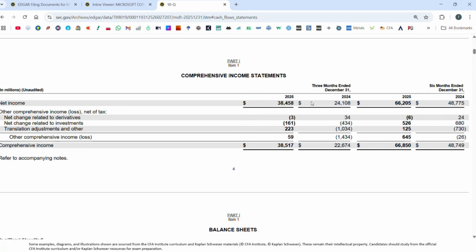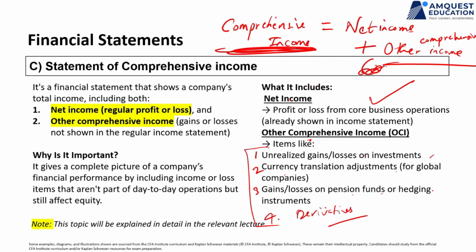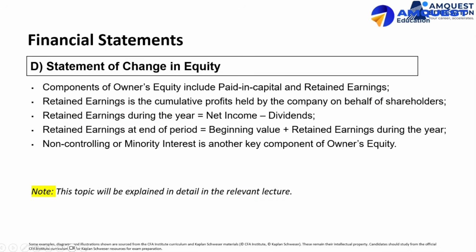I think most important, remember the equation. A comprehensive income statement is net income plus other comprehensive income. And other comprehensive income has four transactions. They ask you this in theory also, right? So these are the only four elements which get recorded in other comprehensive income. So both the equation and the four components of OCI. Then there's the statement of change in equity.